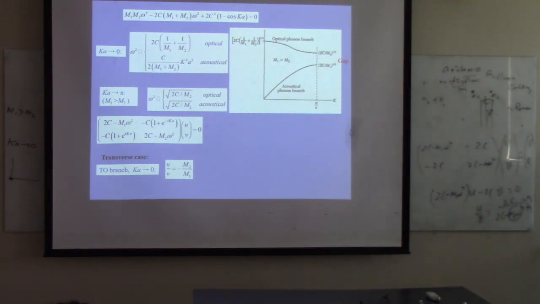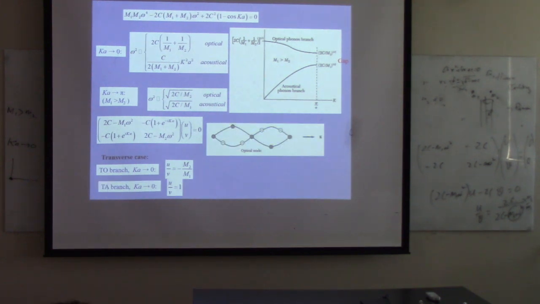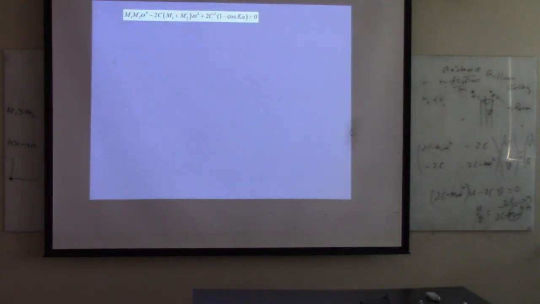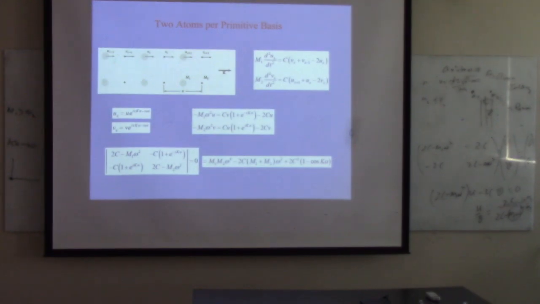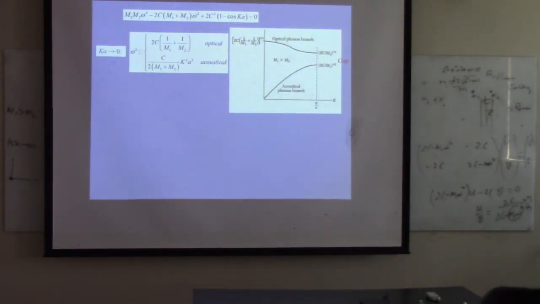So remember M1 omega squared here, from the previous one, if you remember, M1 omega squared equals, what's that value, of here? At K equals 0.